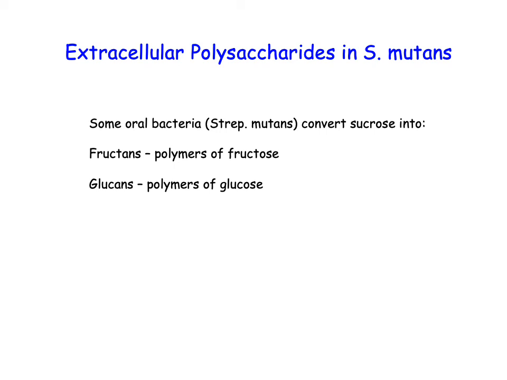Now, when it comes in contact with sugar, particularly sucrose, it will break that sucrose into fructose and glucose, and if it's hungry, it will use some of that to go through glycolysis to generate the energy it needs. But if there's an excess, it will store them in the form of these polymers called fructans, which are polymers of fructose, and glucans, which are polymers of glucose.